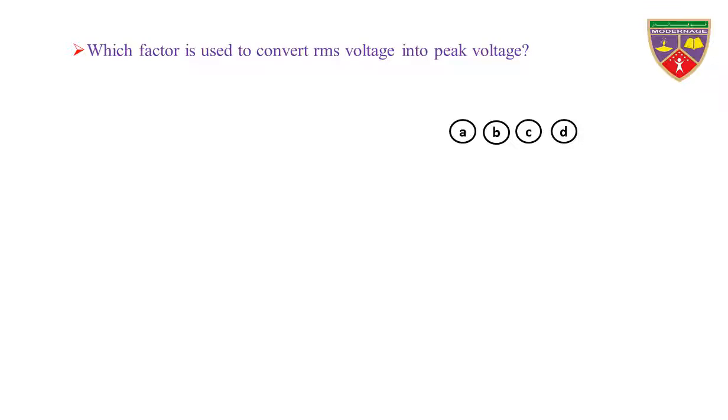Which factor is used to convert root mean square voltage into peak voltage? Option A 0.507, option B 0.707, option C 0.866, option D 1.414. The key is 1.414. Therefore, the correct option is D.